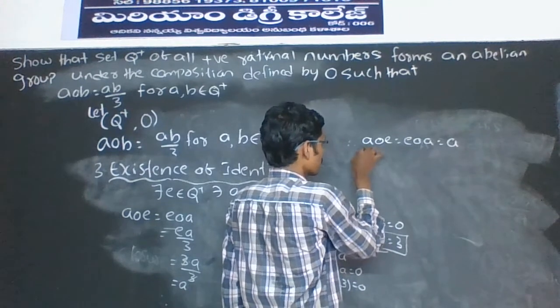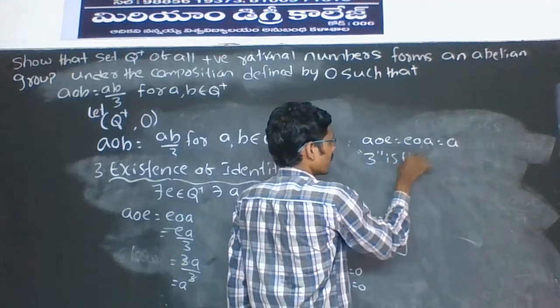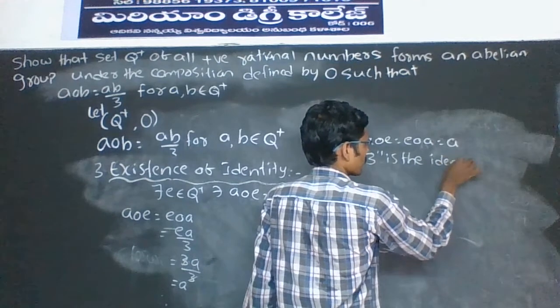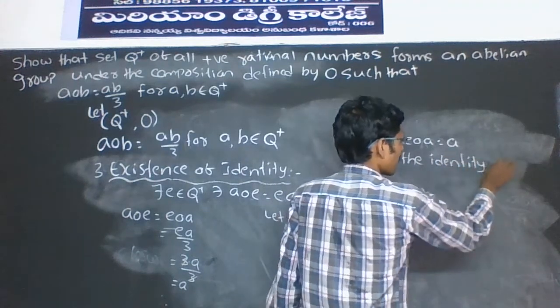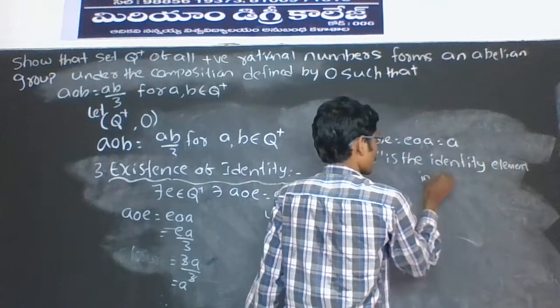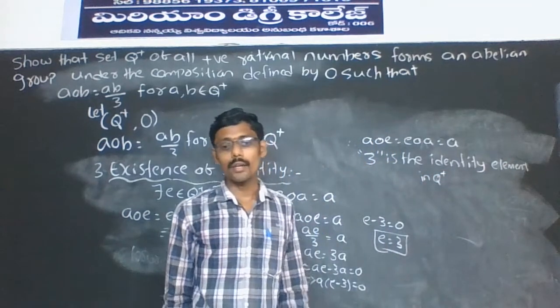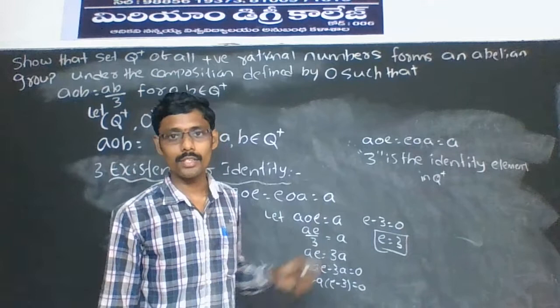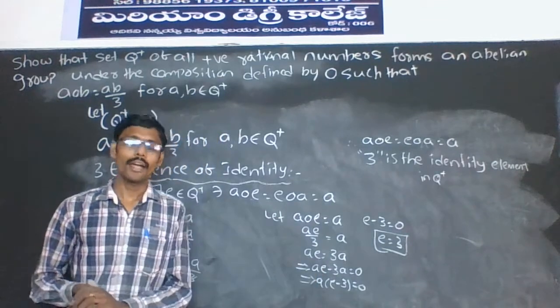3 is the identity element in Q plus. This is the existence of identity.